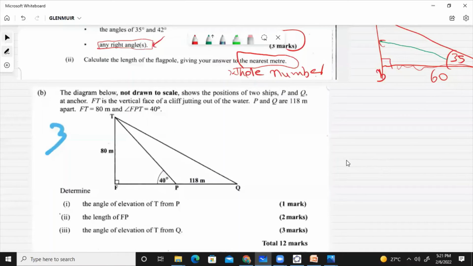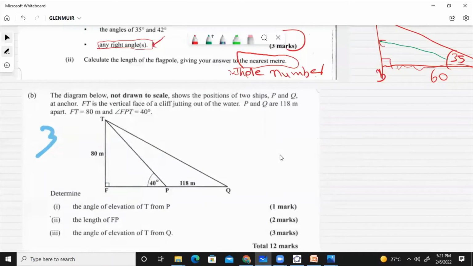It's almost like the first one, but it's different. I realize looking at it now. It says the diagram not drawn to scale shows the position of 2 ships, P and Q. You're looking at P and you're looking at Q. At anchor. FT is the vertical face of the cliff jutting out of the water. So they're saying FT right here is the vertical face of the cliff. So you're seeing what's going on there. P and Q are 118 meters apart. You could see this that they placed here. They gave us this distance right there.